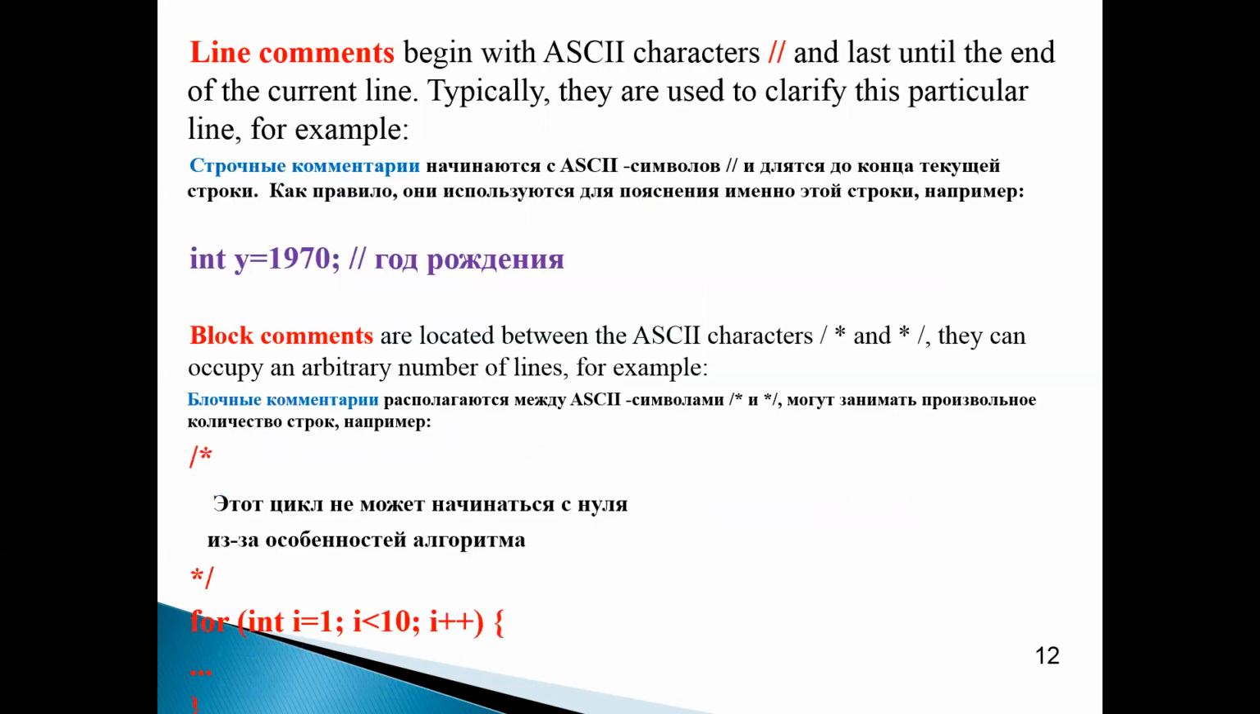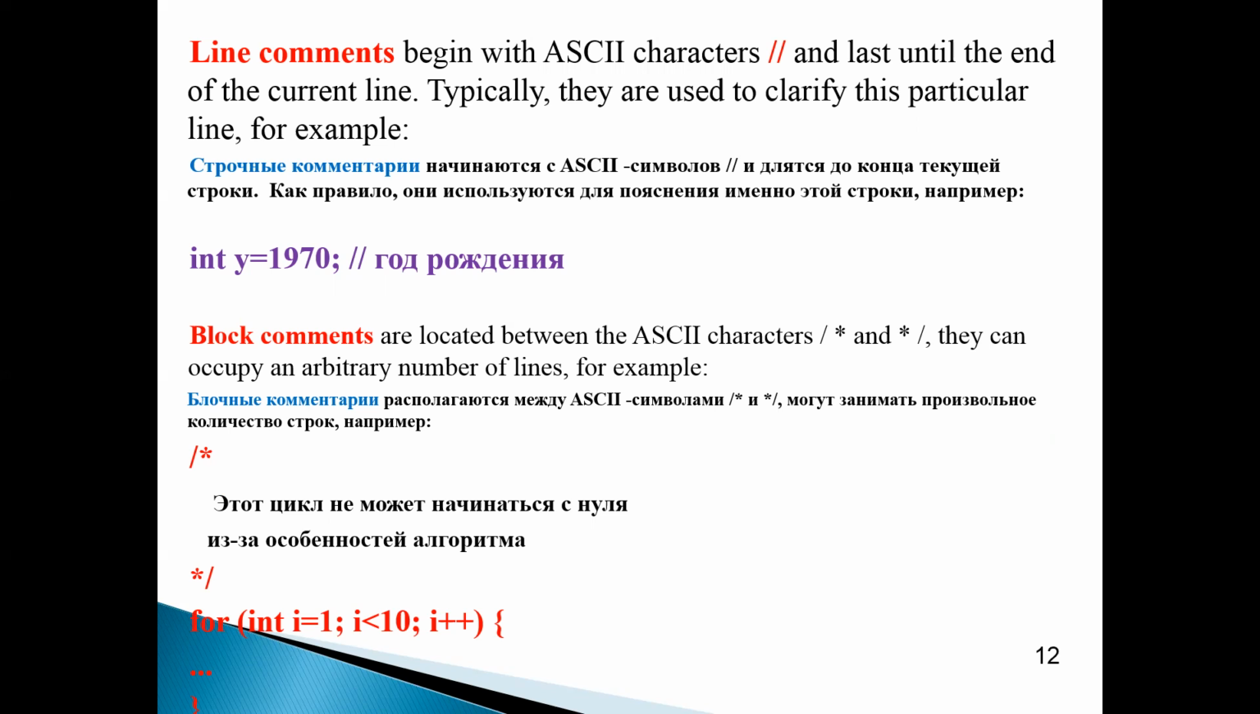Okay, first of all, line comments. Line comments begin with the ASCII characters // and last until the end of the current line. Typically, they are used to clarify this particular line. For example, integer variable y equals 19 and 17, followed by a double slash comment.